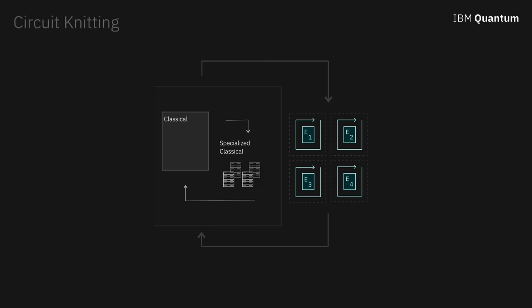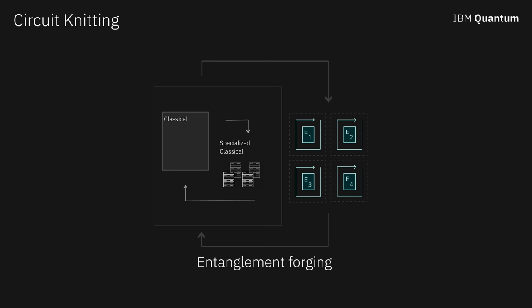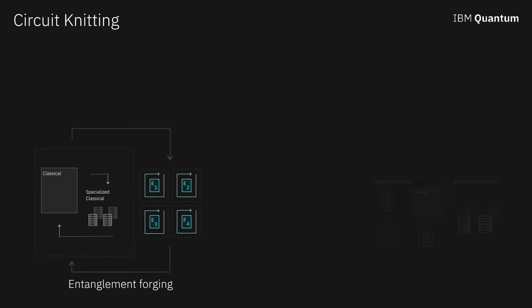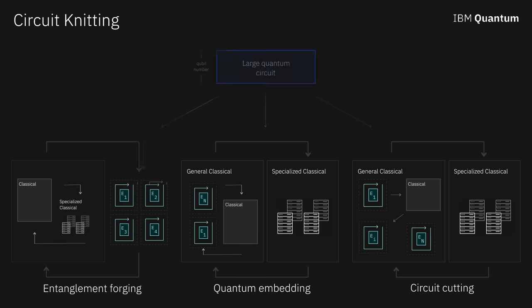This year, we demonstrated a method called entanglement forging for trading off classical and quantum resources to solve larger problems. Entanglement forging uses a well-known linear algebra technique to expand the quantum state into smaller quantum circuits. By truncating the number of subproblems, we can double the size of the system we can address with a fixed number of qubits. Related techniques like circuit cutting and embedding break down large circuits in different ways, and we call this collection of methods circuit knitting.